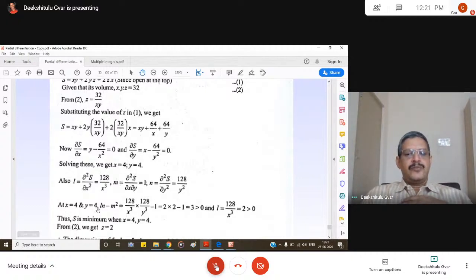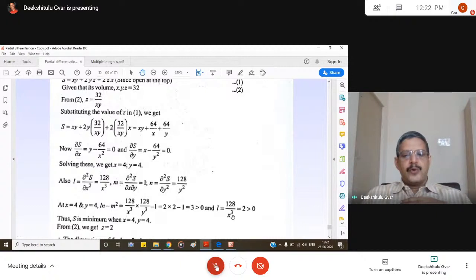At x is equal to 4, y is equal to 4, then we have to find L, M, N, and ln minus m square is greater than 0. So we have a maximum or a minimum. To decide which, we have to find L. L is 128 by x cube, and x is 4.